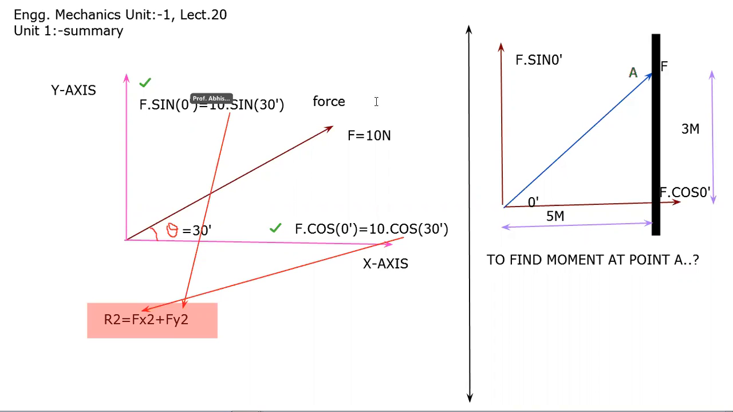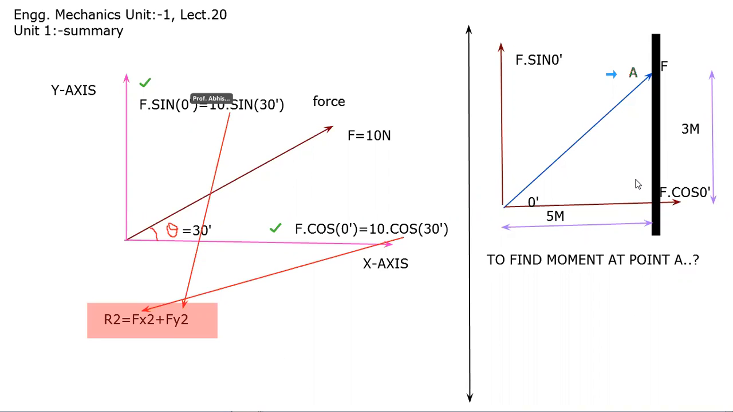This is your point A, and you have been asked to find the moment at this point A. So how can you find this moment? First of all, you have to split this force into two components, and you can find the moment by its components. Moment by its components means, what is the definition of moment?